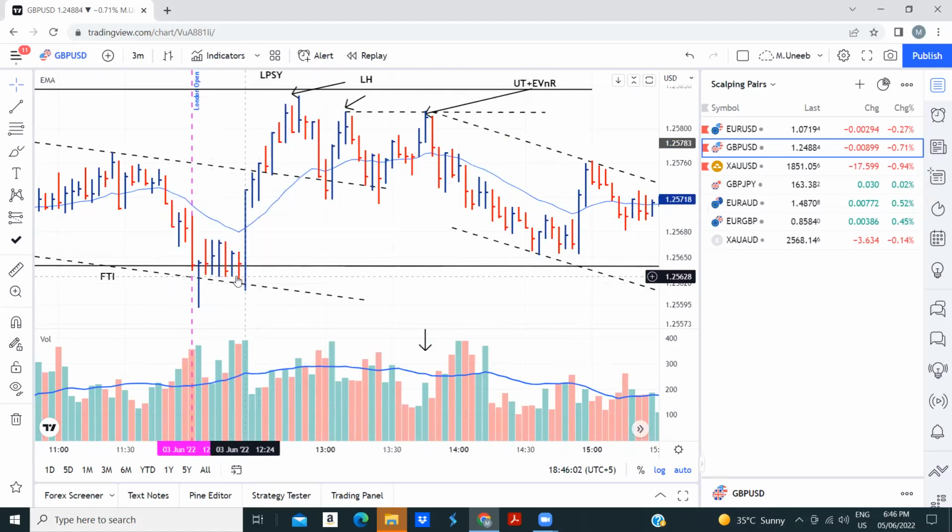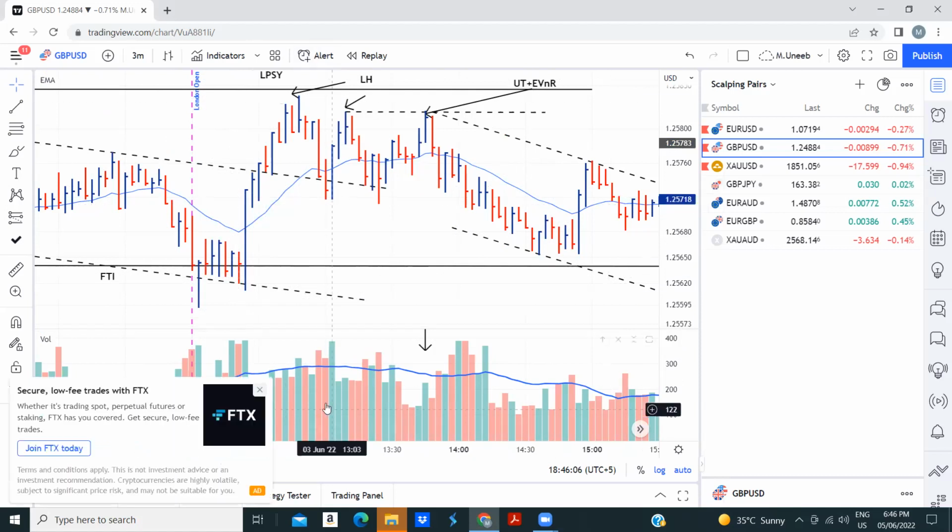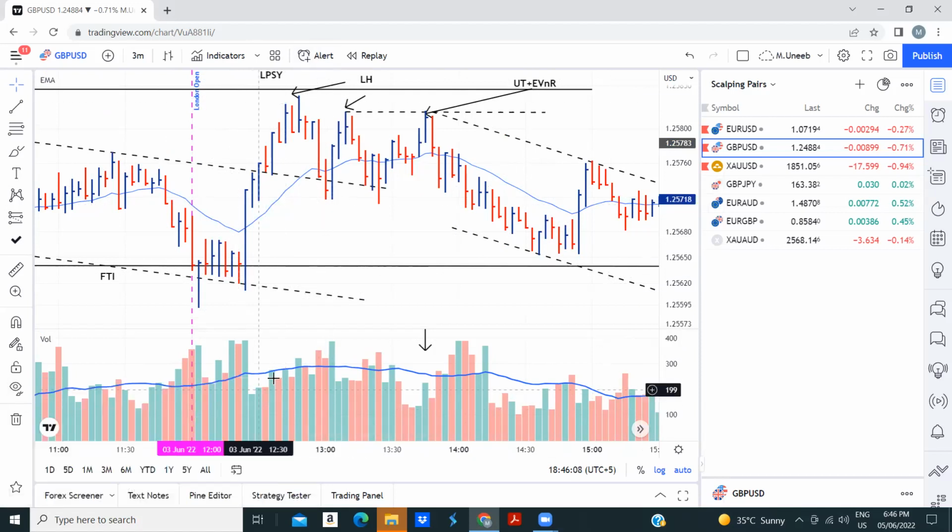This is an automatic reaction, test of oversold, effort versus no result. This is perfectly fine. You can take a long trade, but you cannot hold it for longer, as I told you yesterday.